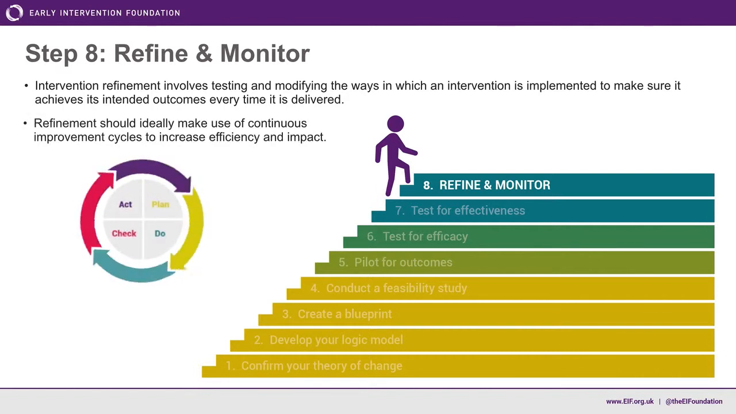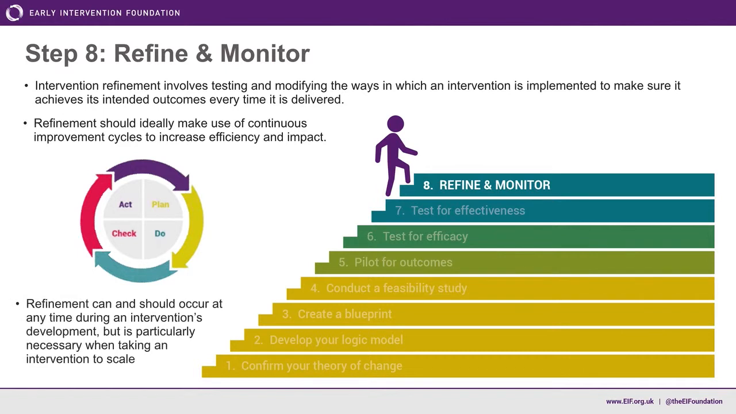Refinement should ideally involve the use of continuous plan, do, check, and act cycles to increase the intervention's efficiency and impact. These cycles can systematically check changes in the intervention's model or delivery to determine their impact on the intervention's previously verified outcomes. Refinement can occur at any time during an intervention's development, but is required if developers wish to take their intervention to scale.